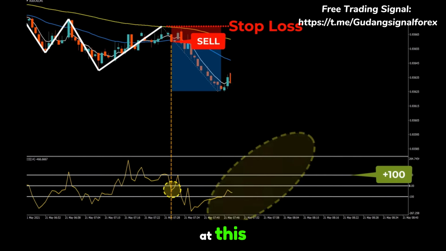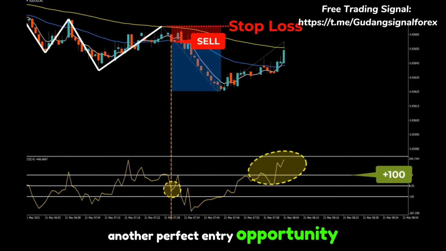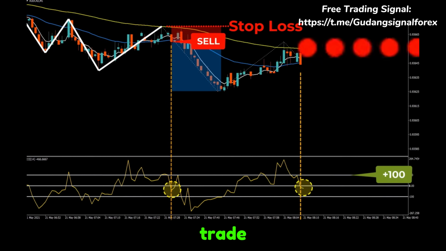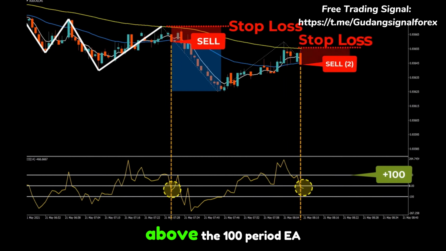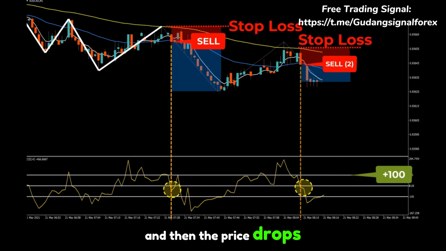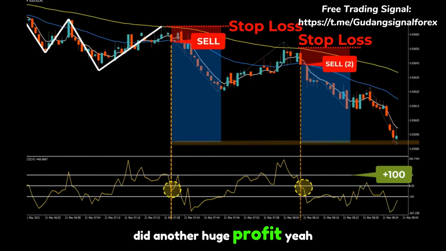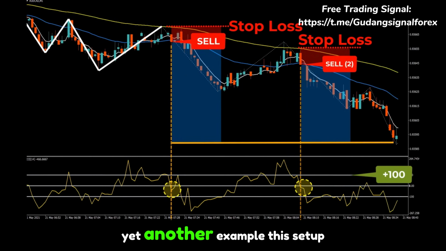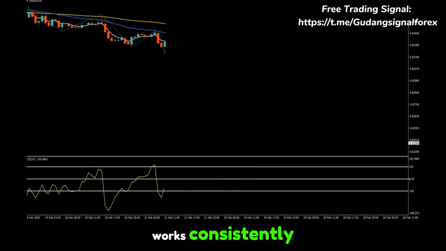And look at this, another perfect entry opportunity. You take a second sell trade, setting your stop loss just above the 100-period EMA, and then the price drops hard, delivering another huge profit. Yet another example, this setup works consistently.